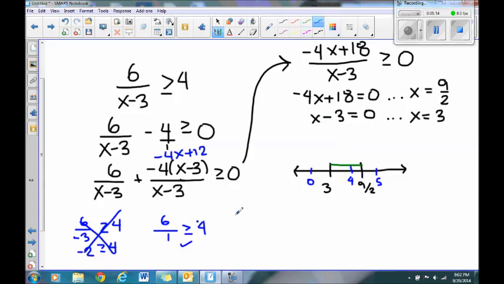If I plug in 5 for x, it says 6 over 2 is greater than or equal to 4, or 3 is greater than or equal to 4, which is not true, which means I'm not going to be up here.